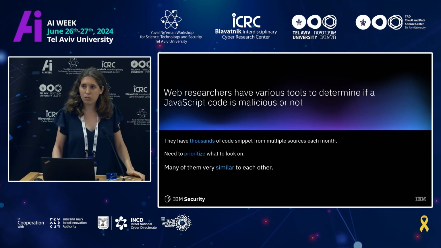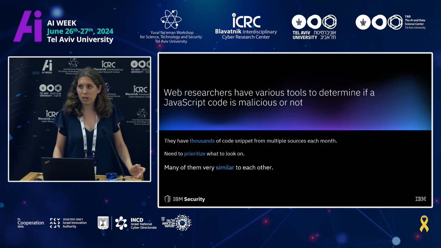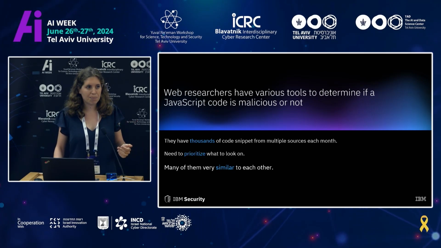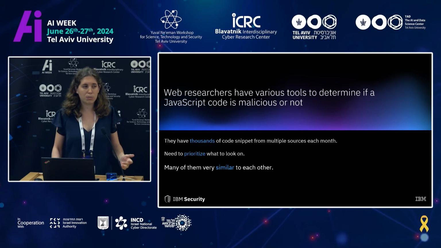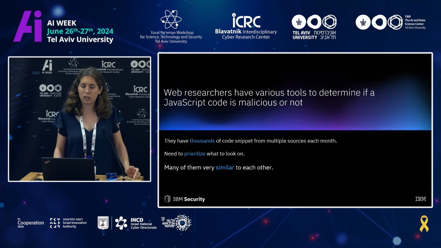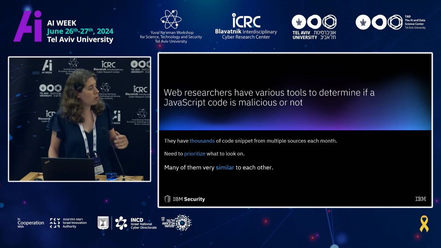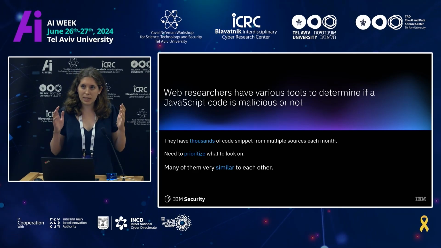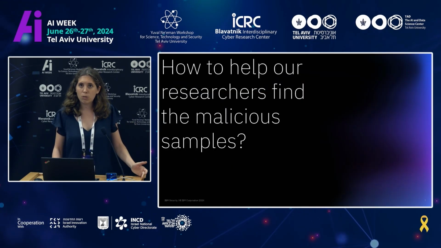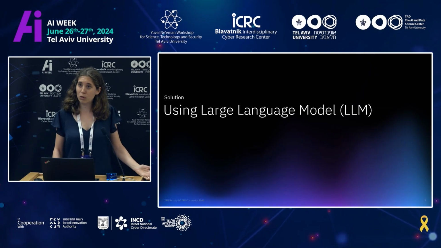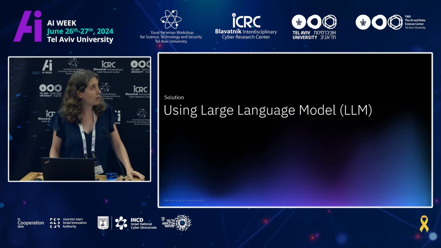This similarity can come from various things, such as similar obfuscation tools or different browser versions. If the code is malicious, then attackers tend to change the parameters and domains between the attacks. So all of this gave us many samples of JavaScript with minor changes between them. So how do we help our researchers find the malicious samples? We use LLM, obviously. This is why we're here.